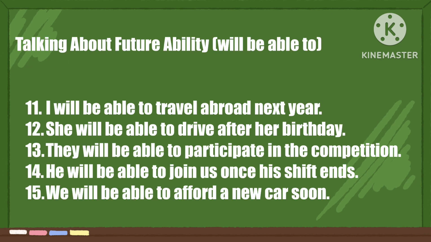So now let's see how to talk about future ability using will be able to. So first example you can see, I'll be able to travel abroad next year. She'll be able to drive after her birthday. They will be able to participate in the competition. He will be able to join us once his shift ends. And last one, we will be able to afford a new car soon.